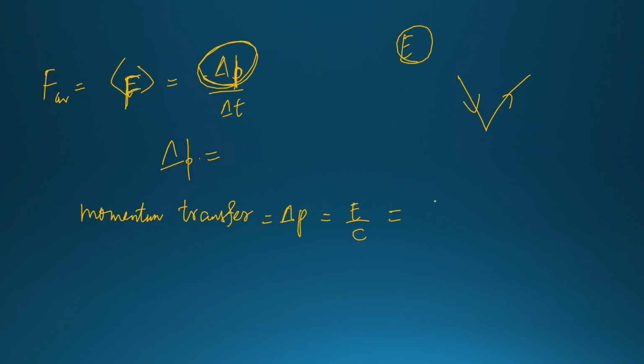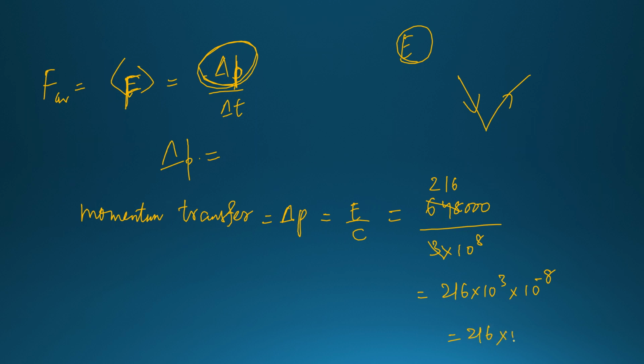How much we got as E? 648,000 divided by 3 into 10 to the power 8. So I will cancel this. 216,000, that is 10 to the 3, and 10 to the minus 8. So 216 into 10 to the minus 5. So this is momentum transfer. Divided by time: F average is equal to 216 into 10 to the minus 5 divided by 30 into 60.